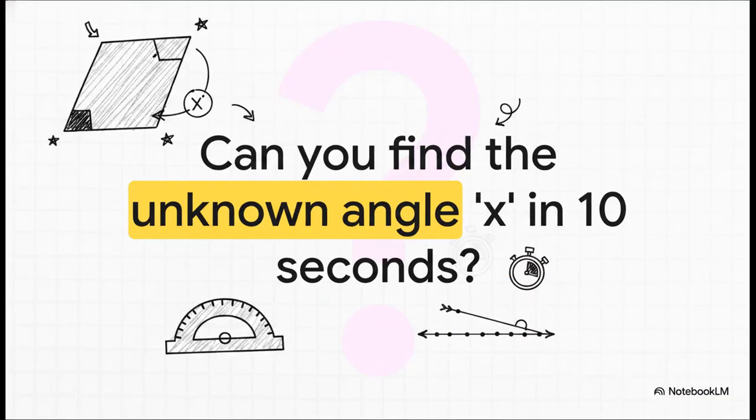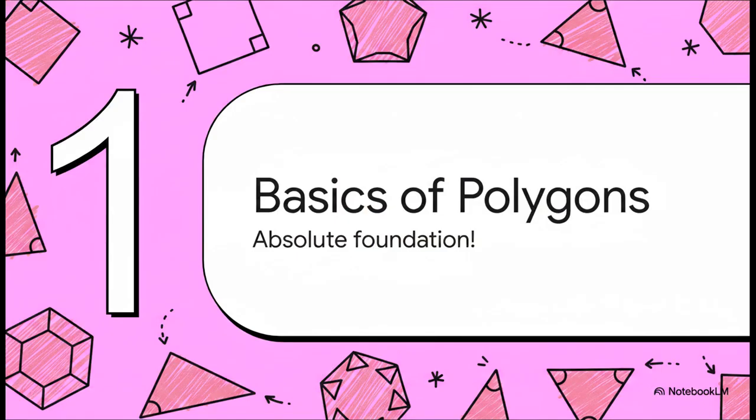But before we get bogged down in definitions, I've got a quick challenge for you. Take a look at the question on the screen. Could you find the unknown angle x in just 10 seconds? If you're hesitating even a little bit, stick with me. By the end of this explainer, you will absolutely be able to solve an unknown angle problem exactly like this without breaking a sweat. All right, let's kick things off with Section 1, the basics of polygons.